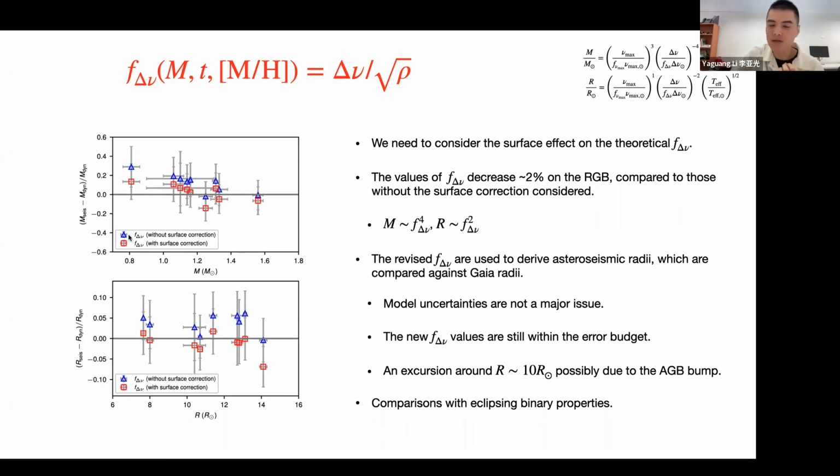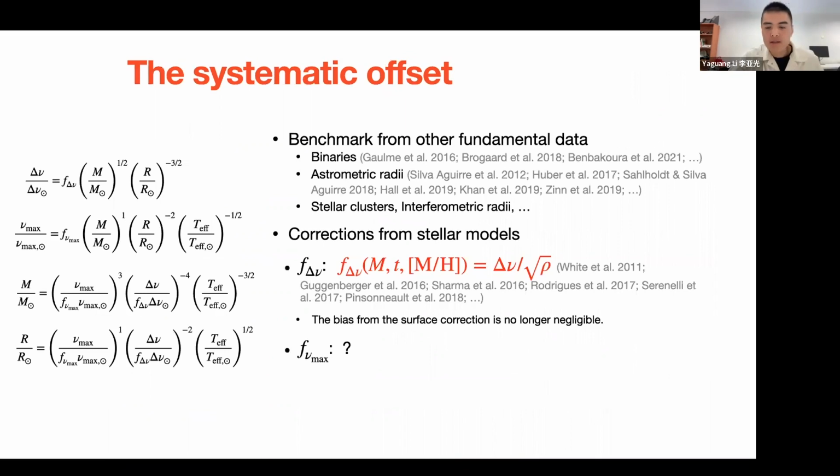The blue triangles are the values without surface correction considered, and the red squares are the points with surface correction considered. So you can see, using this new correction, we can get a much better agreement. Okay, so what about the F nu max correction factor?